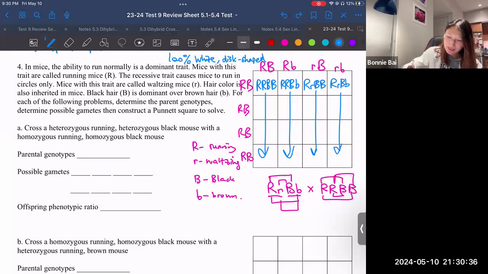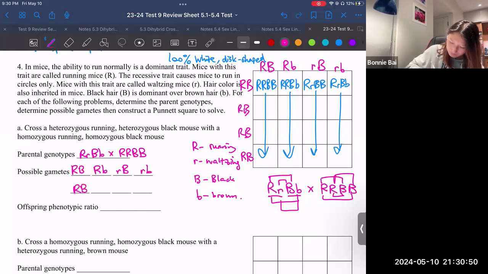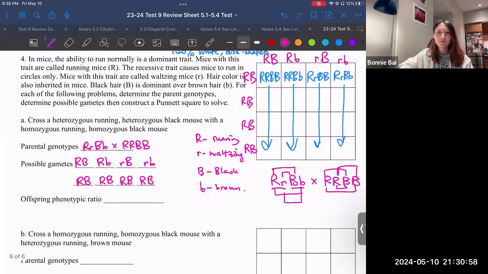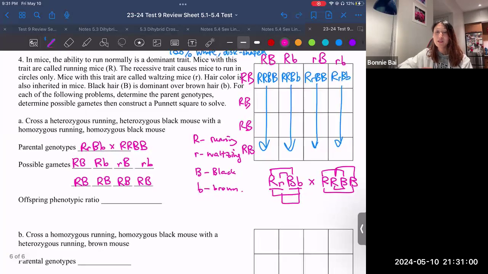Parent genotype. I already wrote it out. Big R, little r, big B, little b. Big R, big B, big B. Possible gametes. Let's write it out from each parent. Okay? Offspring phenotype ratio. Notice that it's not asking me about genotype. If it was genotype, then it would be a 1 to 1 to 1 to 1 ratio. But no, it's asking you about phenotype, which makes it even better.